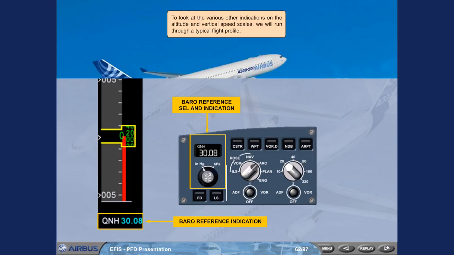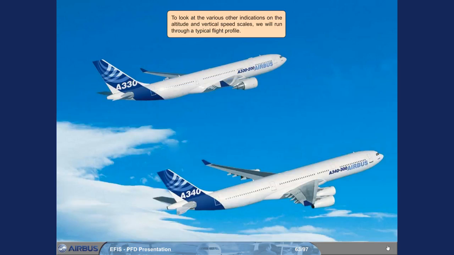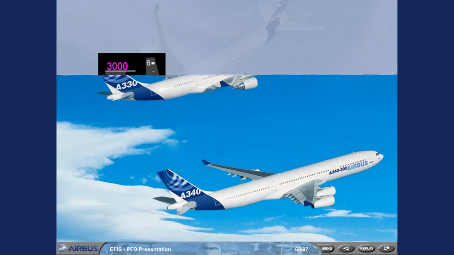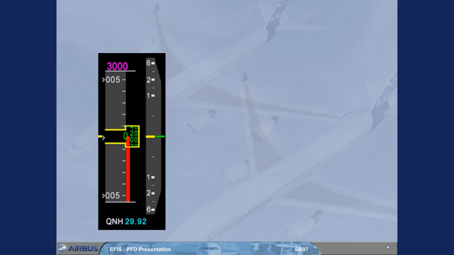To look at the various other indications on the altitude and vertical speed scales, we will run through a typical flight profile. The aircraft is on the ground just prior to takeoff. Notice that with a QNH of 29.92, the altitude indication is 10 feet.